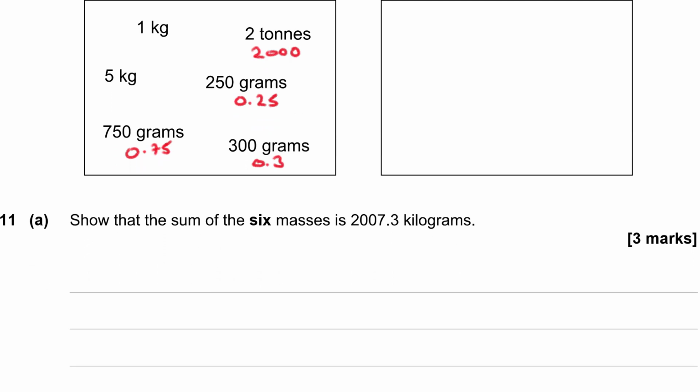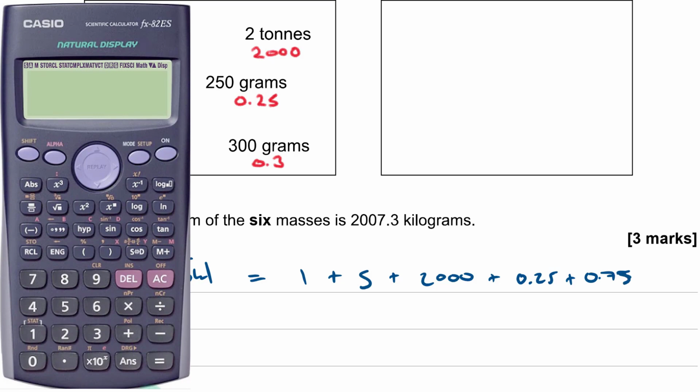So adding all those up, so total equals 1 plus 5 plus 2,000 plus 0.25 plus 0.75 plus 0.3. Let's just check that that does actually add up as we think it does. So 1 plus 5 plus 2,000 plus 0.25 plus 0.75 plus 0.3. Yeah, 2007.3.